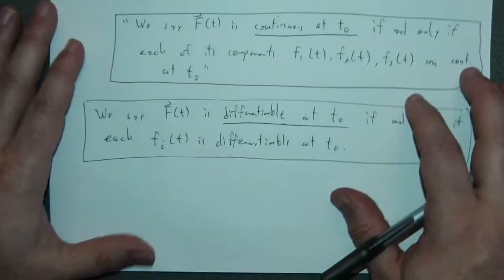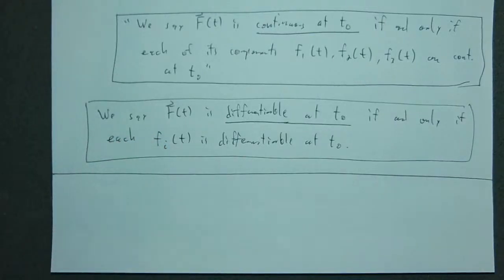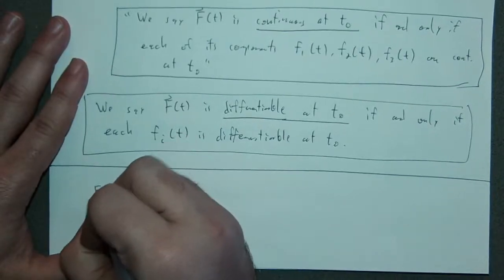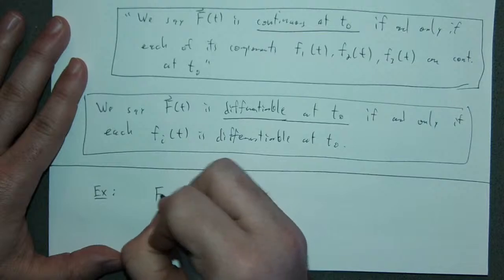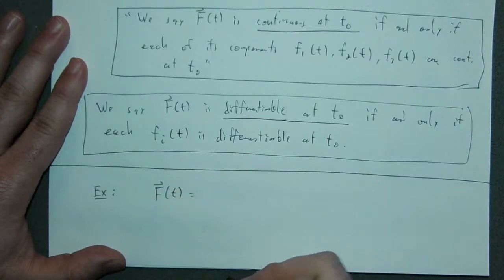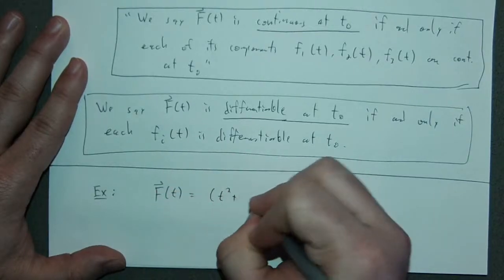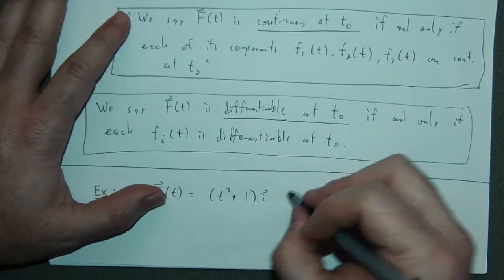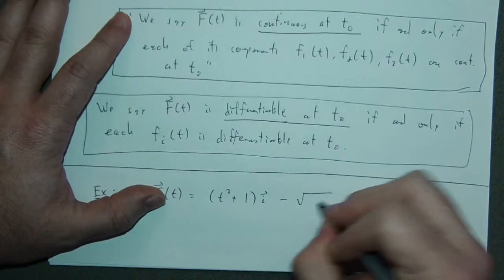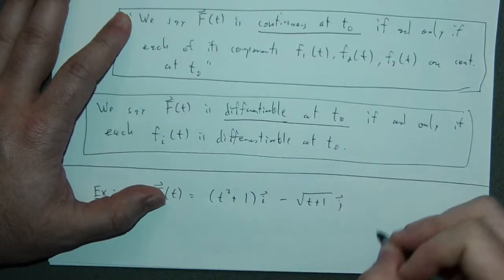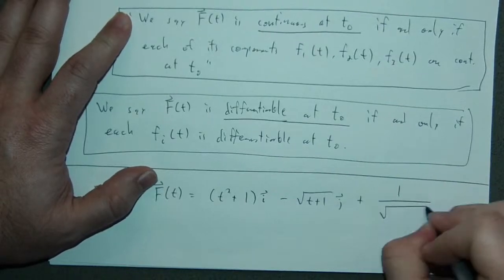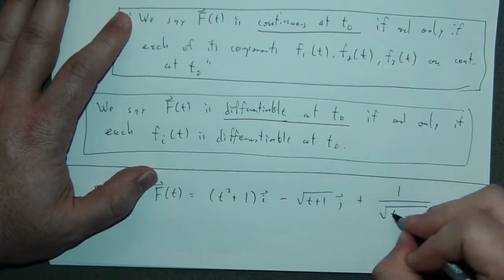Okay, similarly, here's one last thing that's kind of an edge case. This is something that's not going to come up very frequently in this course either, but just to see it. Say you have a vector valued function that looks like this. Okay, so we'll say t squared plus 1 times i minus square root of t plus 1 j plus 1 over square root of, say, t plus 1 k.